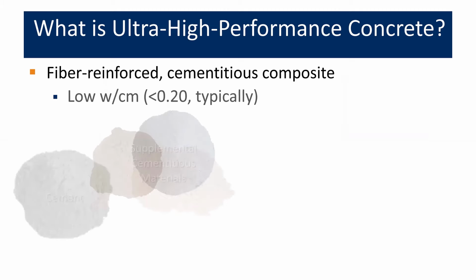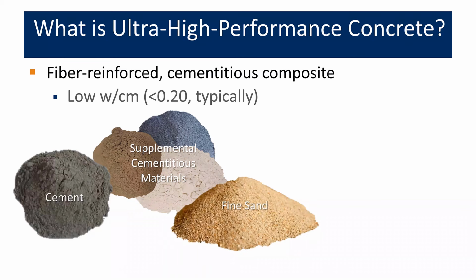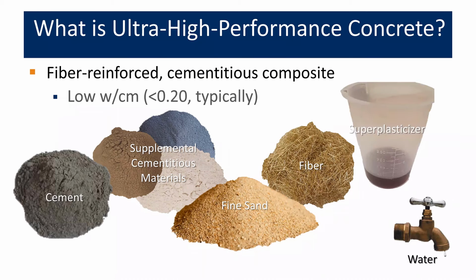But most of the materials that are incorporated in UHPC are the same as we use in conventional and high performance concretes. So we've got a cement, a supplemental cementitious material that can be silica fume as well as other materials. We've got a fine sand, fibers specifically tailored to the application, and then superplasticizer and water. Notice there are no coarse aggregates, since that can interfere with the function of the fibers and compromise the strength of the composite that we're going for here.